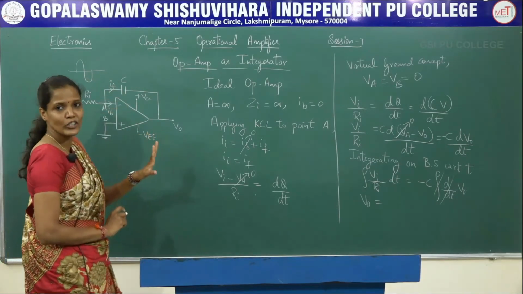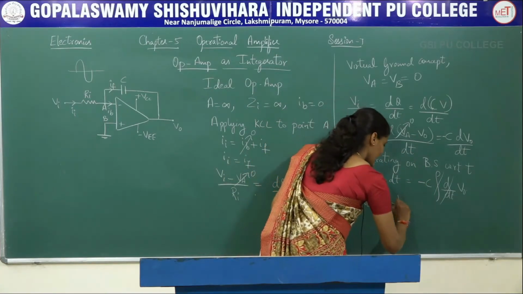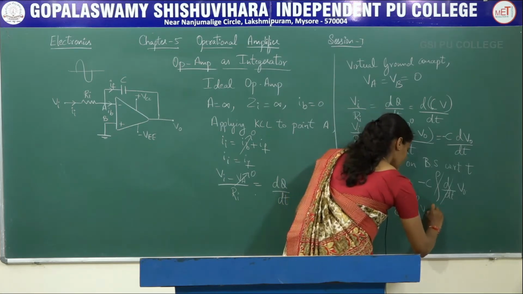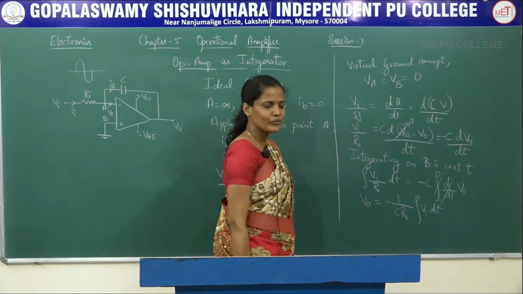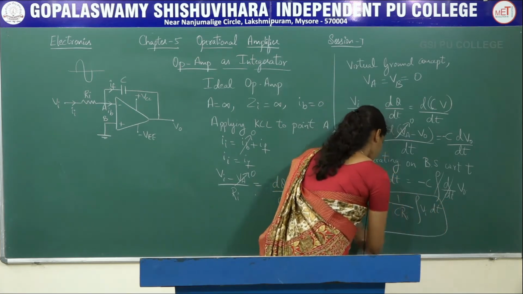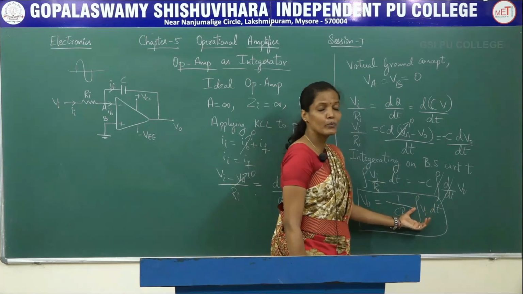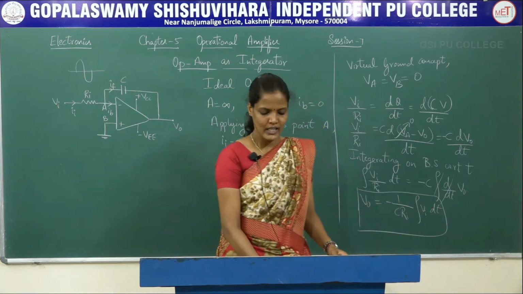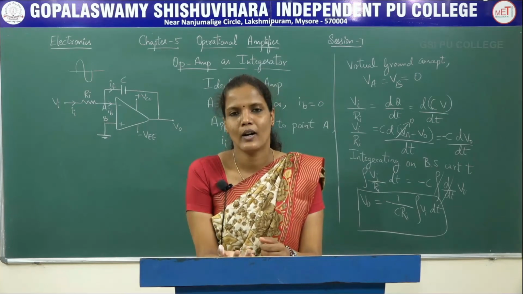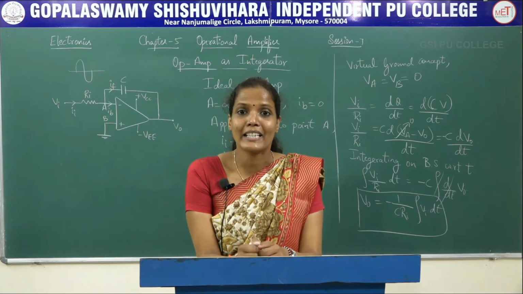So VI is not constant over here. So only RI and C are constant: V naught is equal to minus 1 divided by C RI of integral VI into dt. Since VI is a function of t, I cannot take it out. So this is the final expression where the output voltage is proportional to the integral of input voltage. So this is how we derive the expression for the output voltage of an op-amp as an integrator.